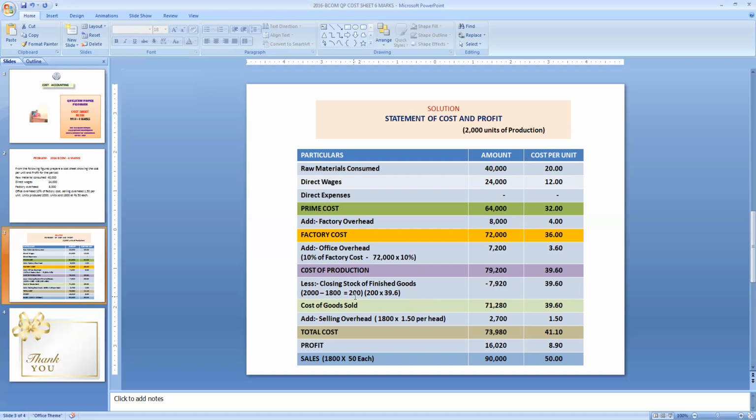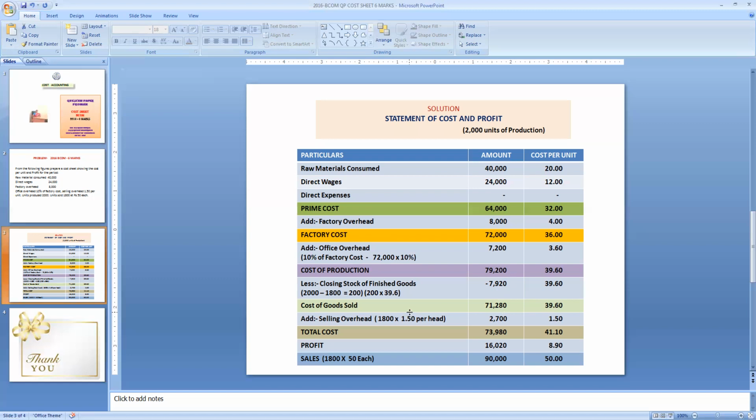So we know how to calculate this closing stock value: it has to be calculated only on the cost of production per unit value. 200 into the cost of production per unit, 39 rupees 60 paisa. Therefore, it comes to 7,920. Because it is a closing stock, it has to be deducted from the cost of production. Then 79,200 minus 7,920. Now 71,280 will be considered as the cost of goods sold.